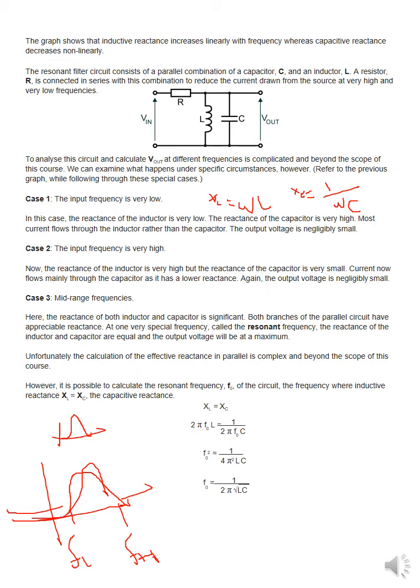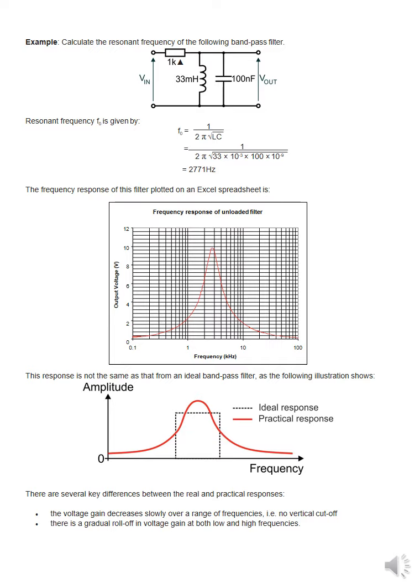So it will be something like this, sorry, I'm not able to draw it properly, which we drew in the resonance circuit. It will be something like this, and we did the calculation for it in the resonance circuit, but it's beyond the scope of this chapter or course, you can say. However, it is possible to calculate the resonant frequency.